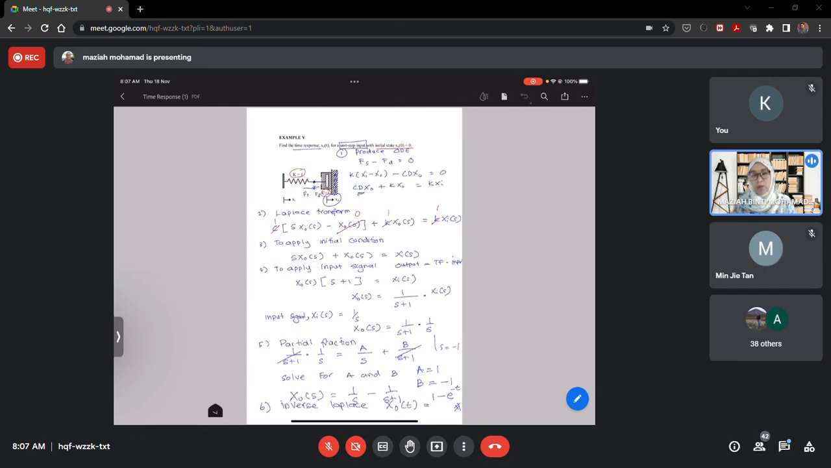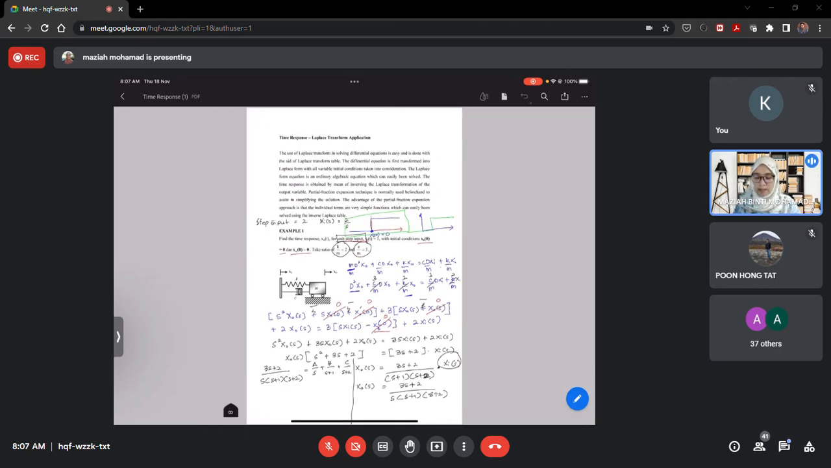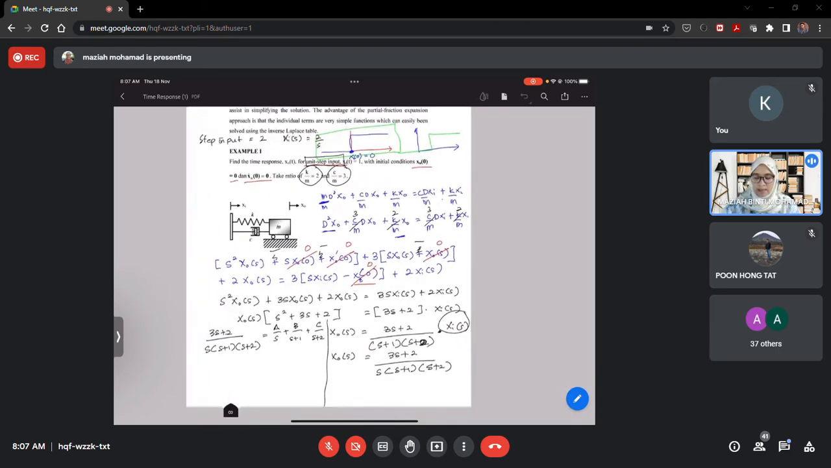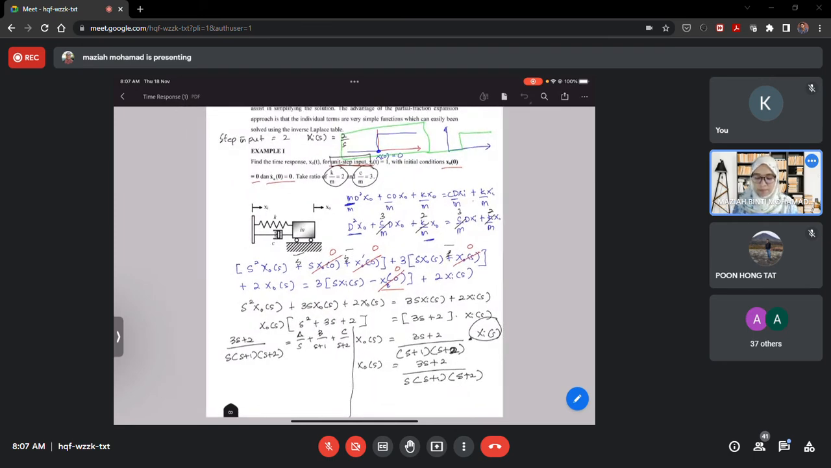In order to inverse the Laplace form, again we compare with the Laplace table in order to get the standard form, so that we get a common function in the table. So yesterday we stopped at this example. Step number 1, the ODE. Based on the analysis of the free body diagram, we get the equation. Then we put all the equations into the initial equation, and then we separate the input and output.